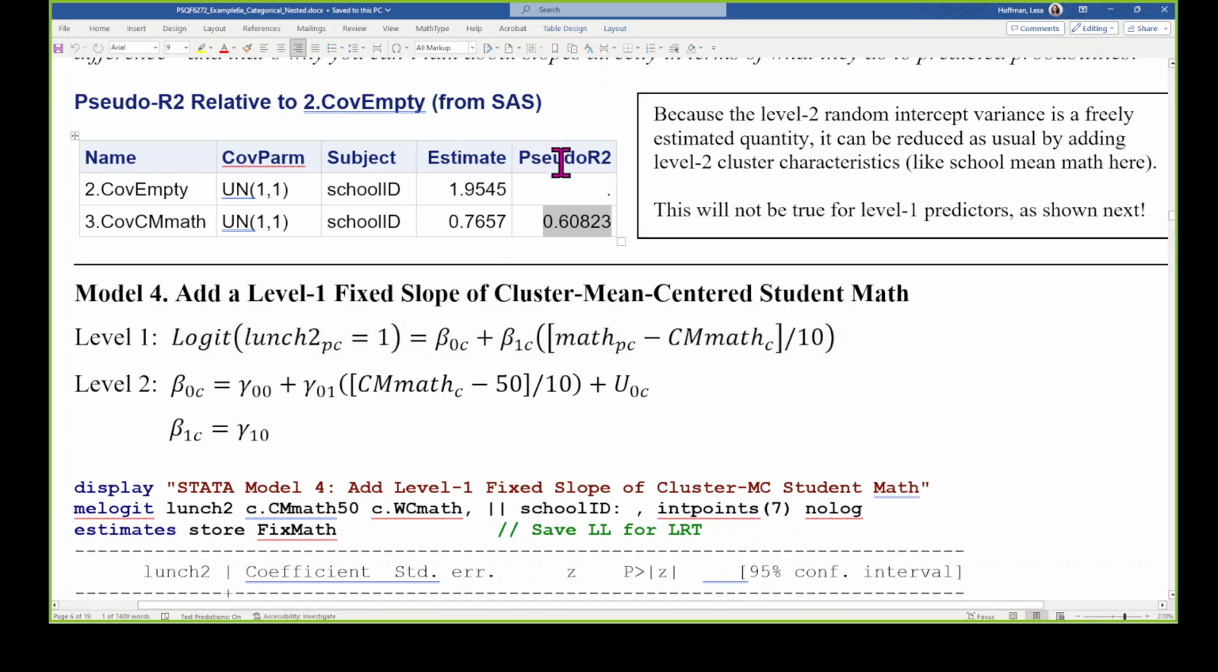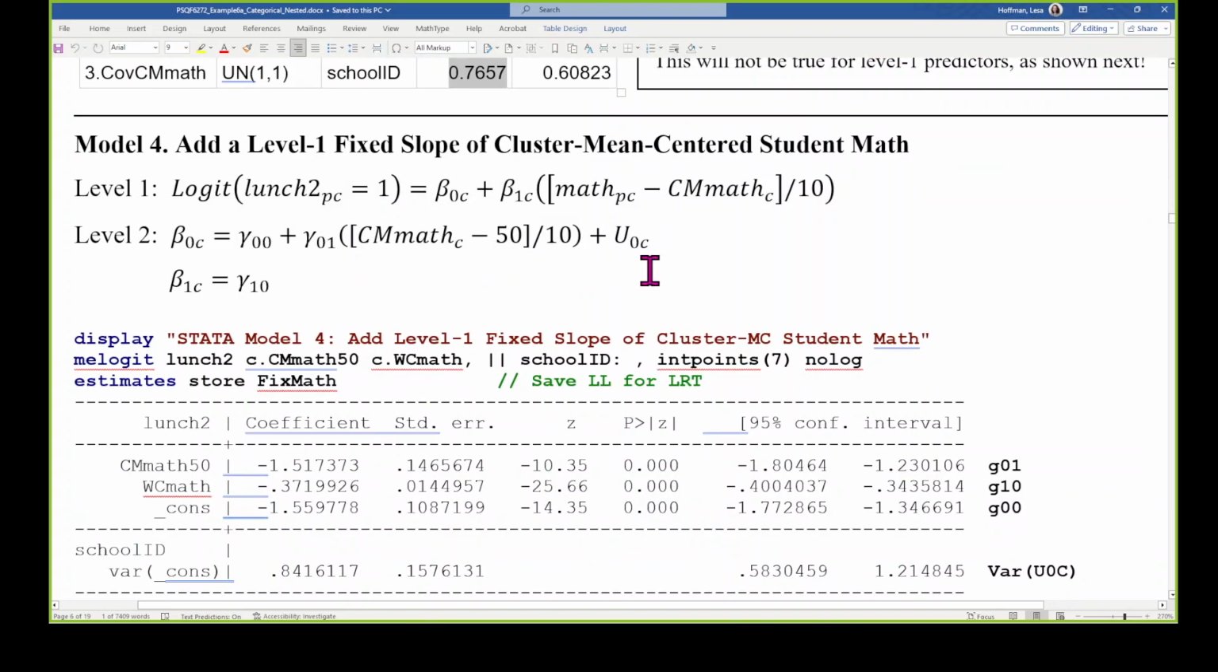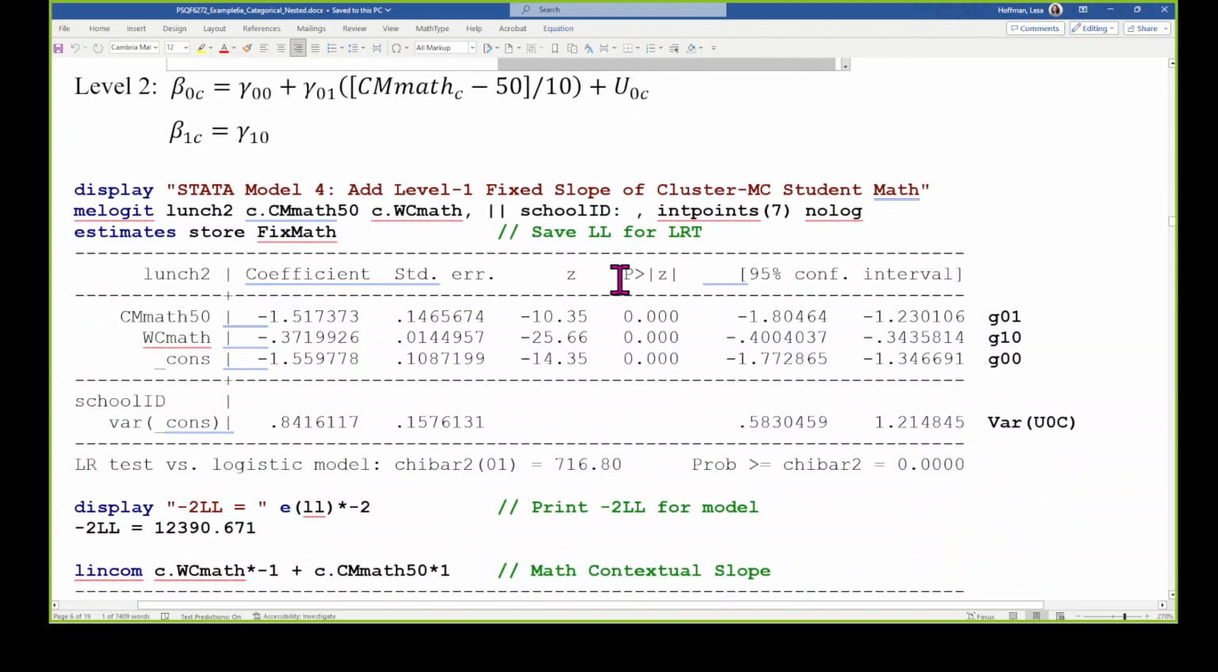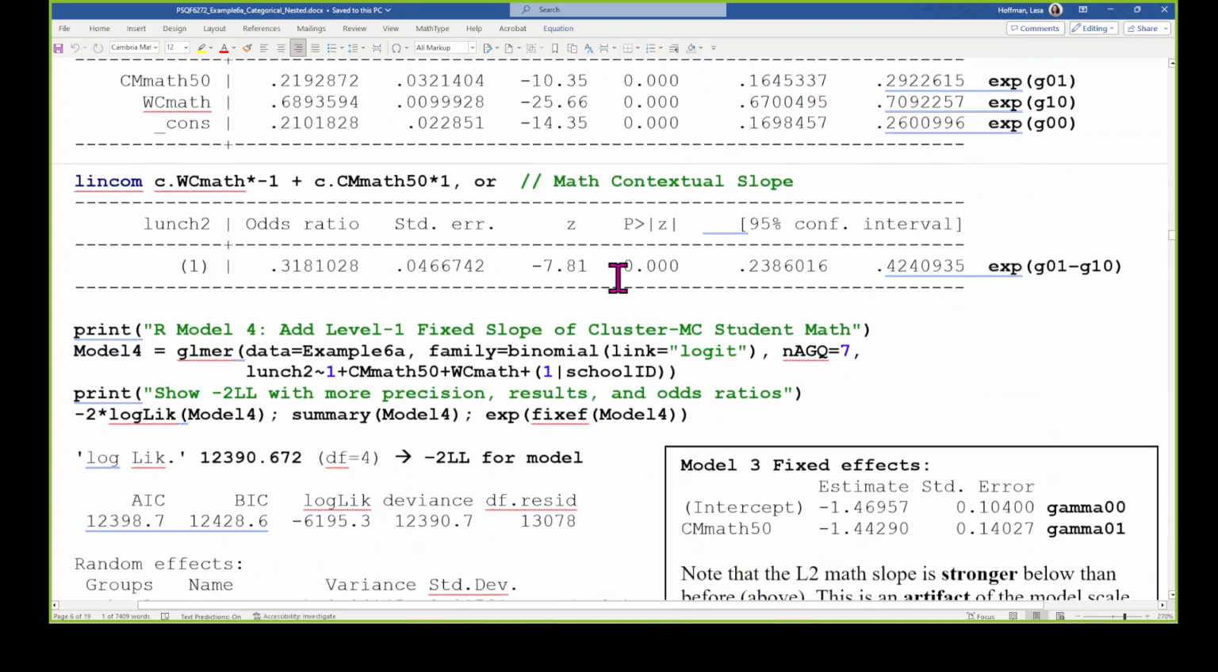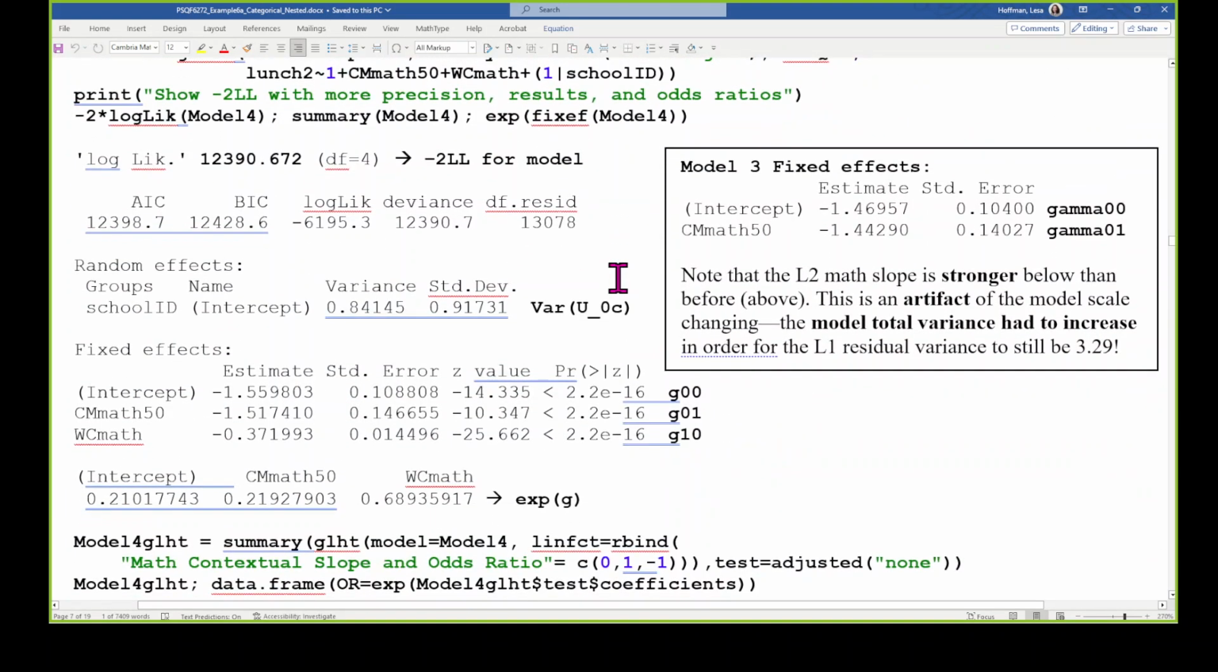So this all works the same in terms of how we're used to. We estimate a random intercept. We see how much its variance was reduced by level 2 predictors. The fact that it's a generalized model does not affect that. What does affect it, though, is what happens at level 1. So I threw in cluster mean centered math as a level 1 predictor. And since we're running out of time here, here's the point that I wanted to make. And then we'll make it in more detail next time.